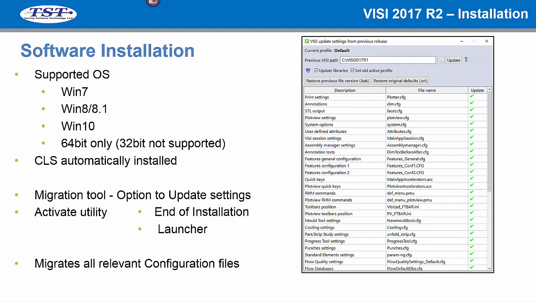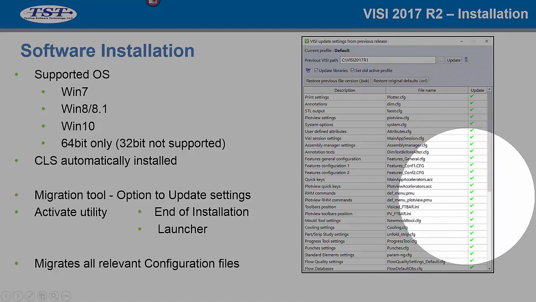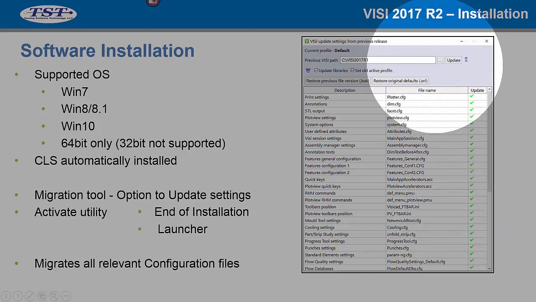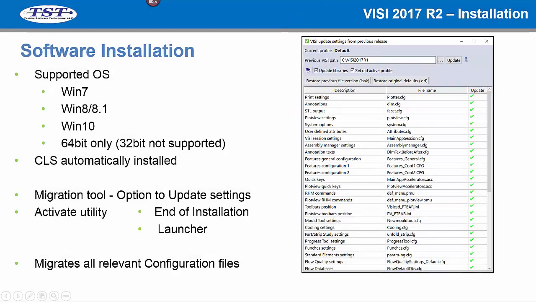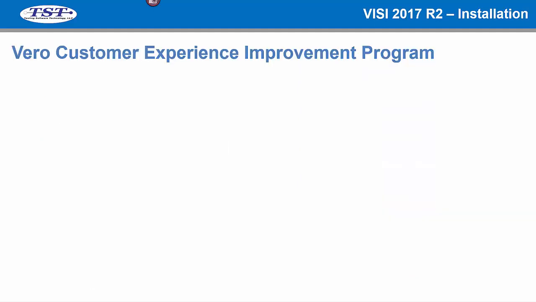Let's take a look at the update settings. Same menu that some of us are used to. Check what you want to update in the CFGs, and then direct with the 3 dots to your previous VISI path, and we can pull those settings forward. The previous releases, even before R1, are supported, and you can use those. If you drag and drop files, it can cause issues. That's where the CFG and the update settings are going to help out a lot. So please keep doing those.